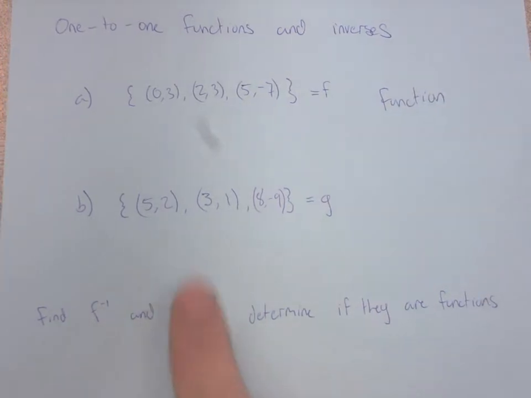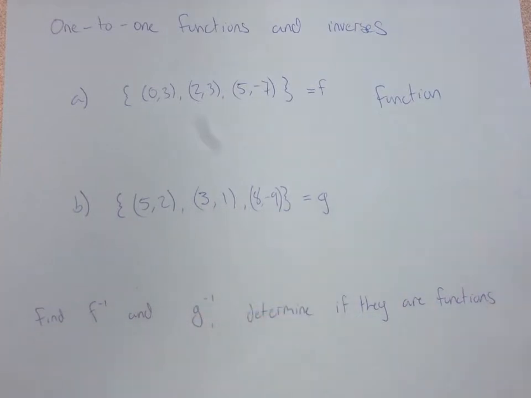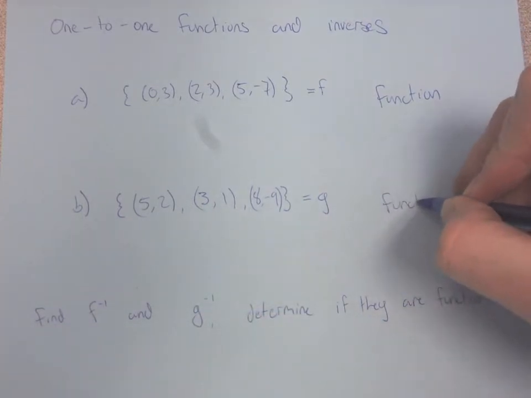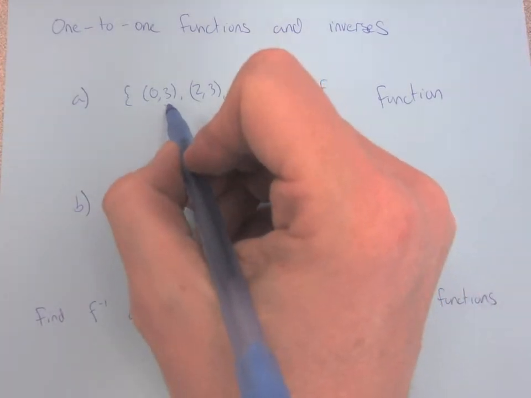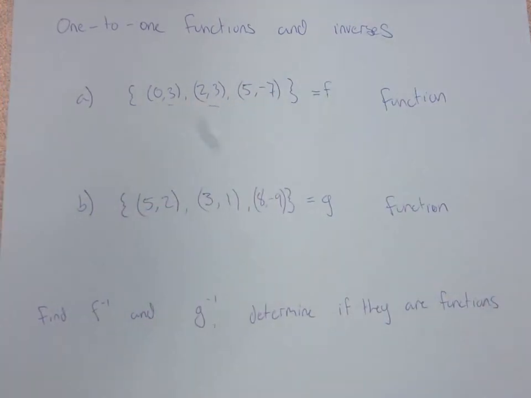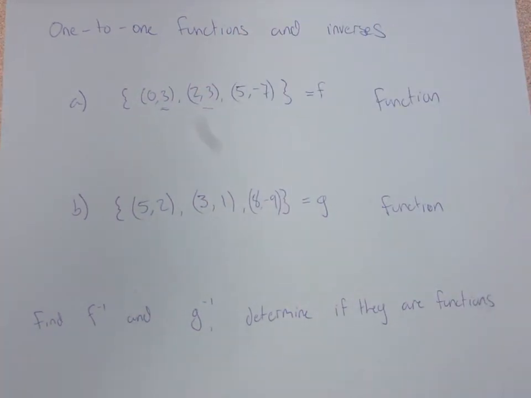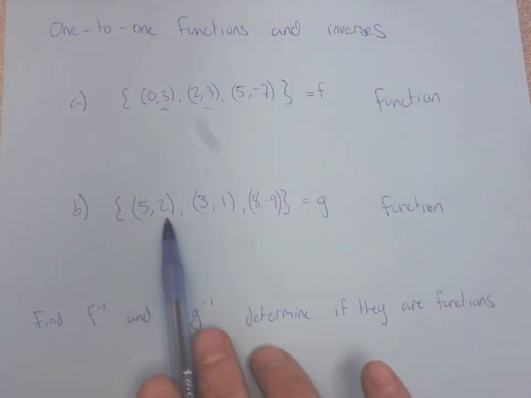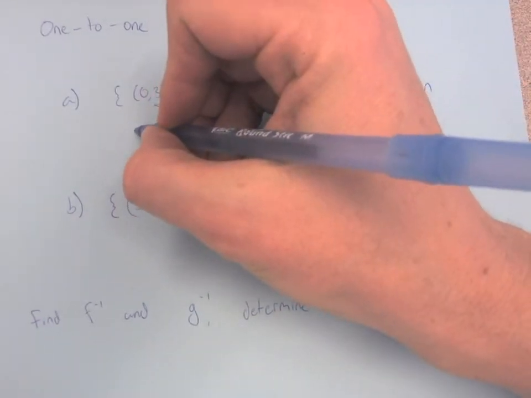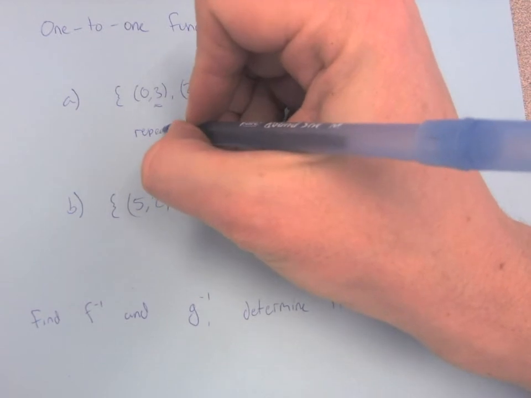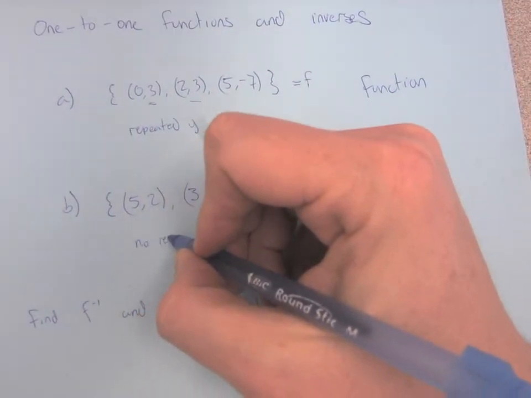And let's look at this one. 5 matches to 2, 3 matches to 1, and 8 matches to -9. So these are both functions, but there is a distinction between them because this guy right here has a repeated y. Now that doesn't change the fact that it's a function, but there's a special name that we give functions where it has unique y's. So a little note that I would make to myself here is that this has a repeated y value, and this one has no repeated y's.